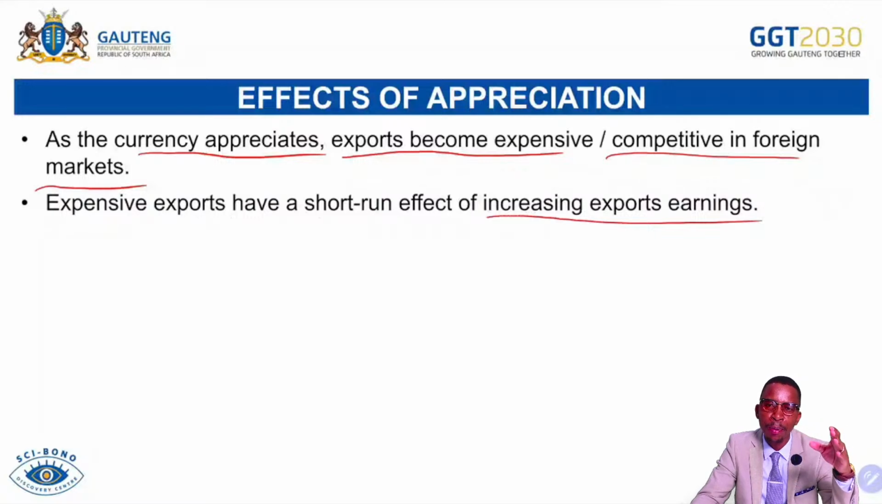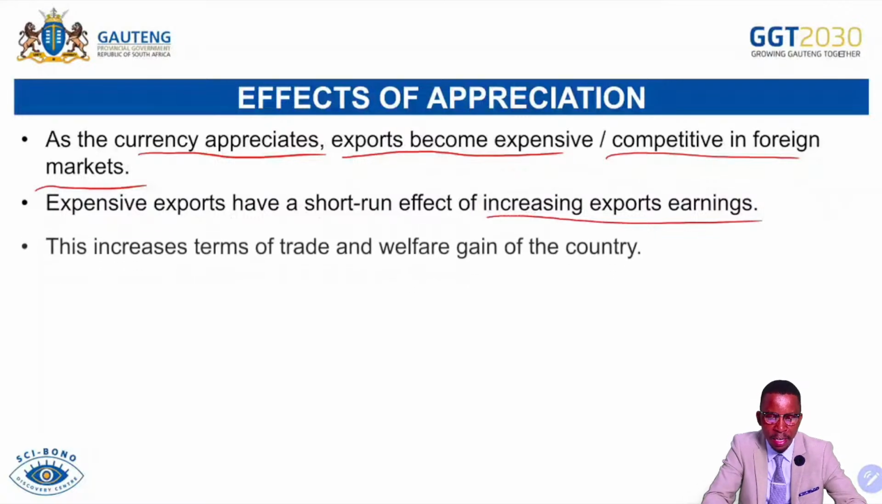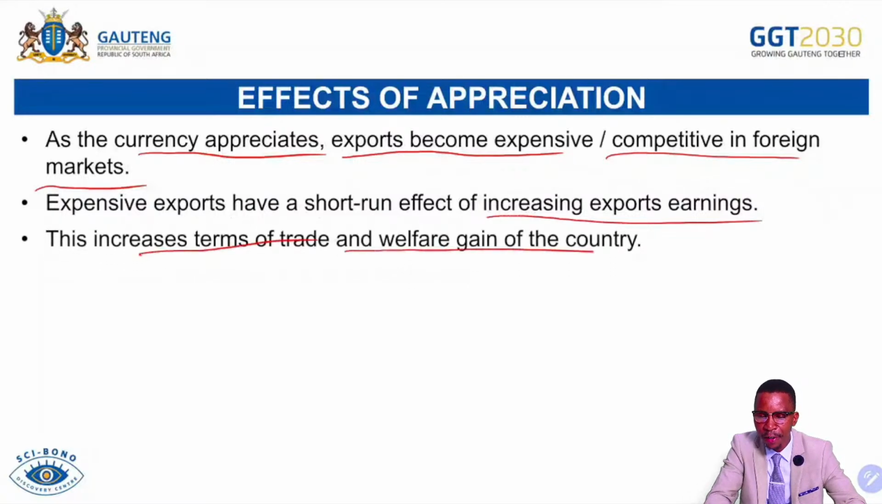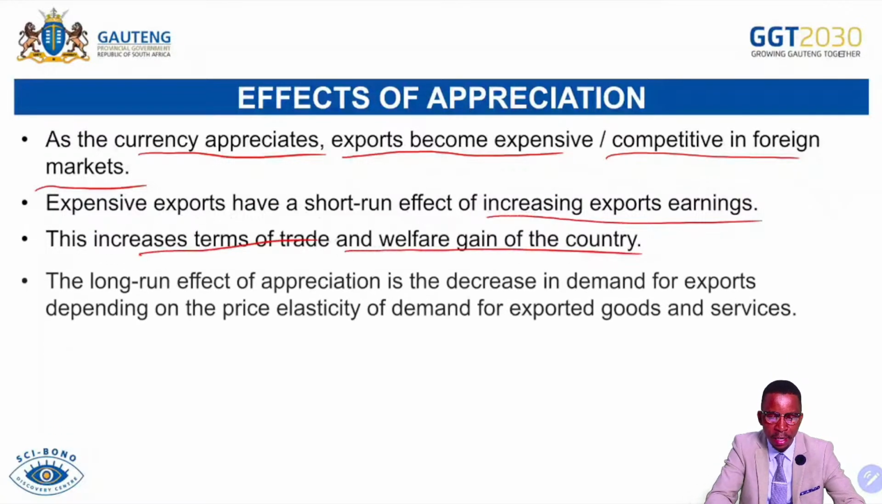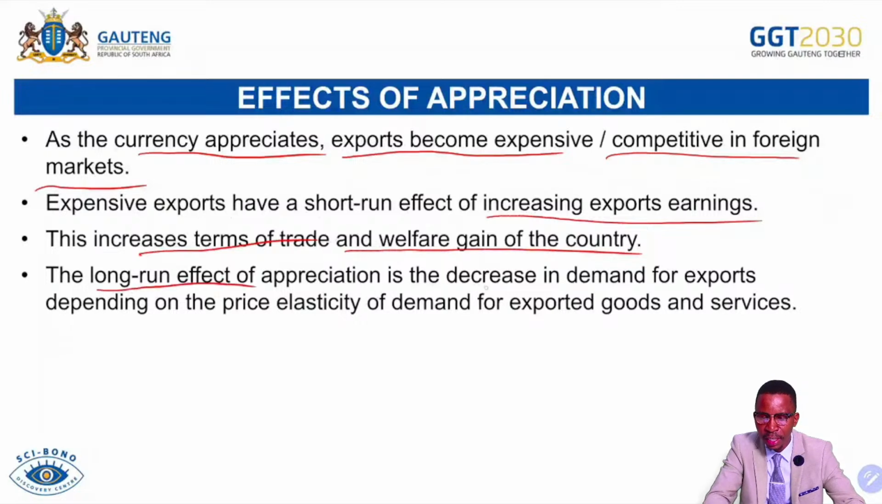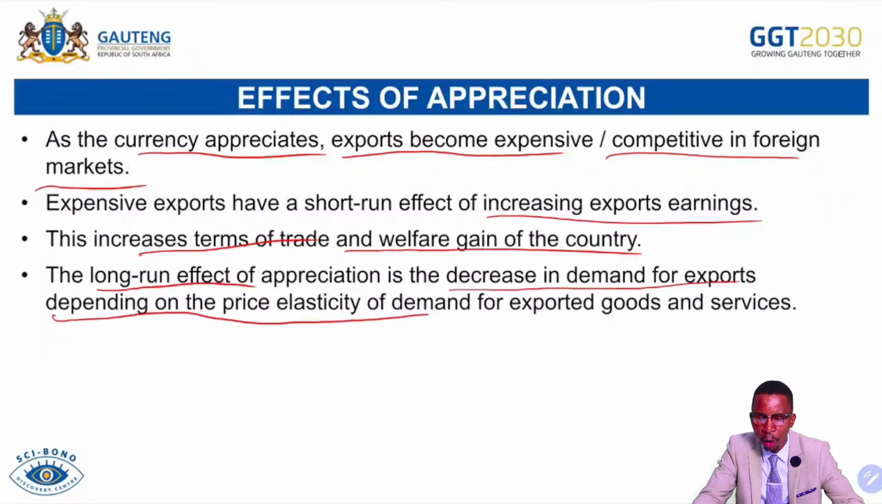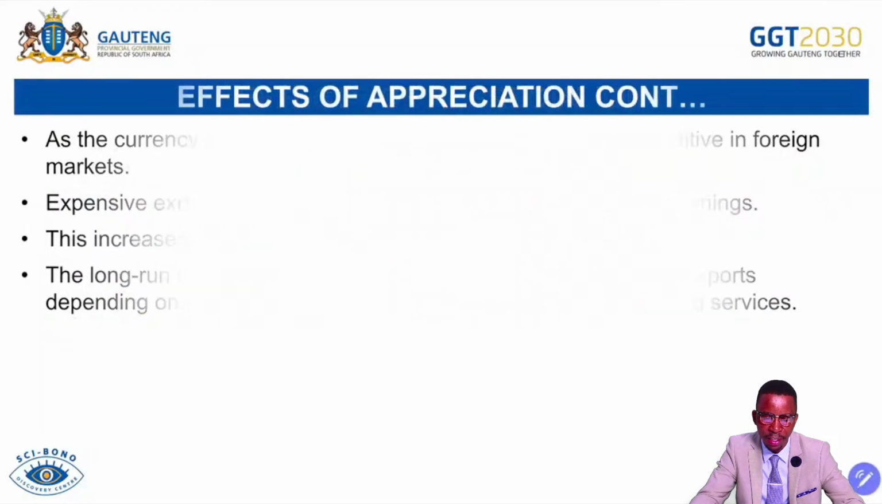As our exports are becoming expensive, there might be more earnings received on exports. However, if our exports are demand elastic, they can be replaced easily abroad, which will decrease the demand for our exports. This increased terms of trade and welfare gain for the country in the short run. The long-run effect of appreciation is the decrease in demand for exports, depending on the price elasticity of demand for exported goods and services. That has been explained several times.